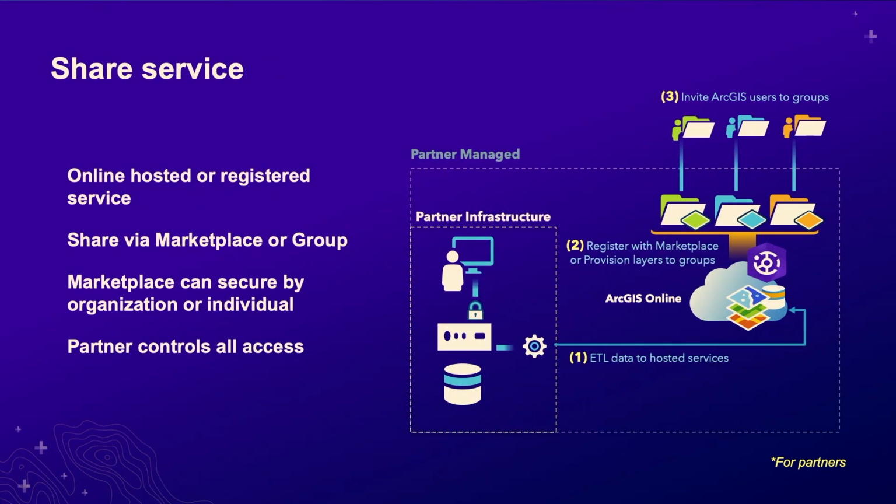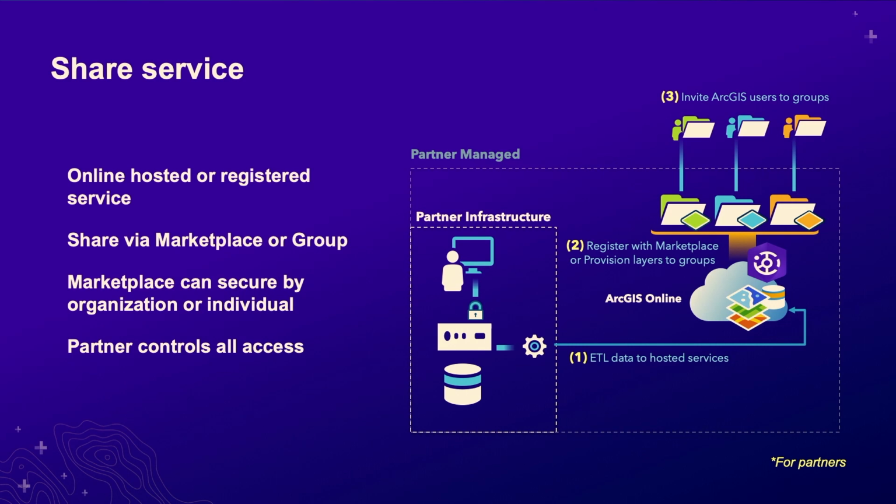When it comes to sharing a service, it could be an ArcGIS Online hosted service or a registered service within Online. You can share via Marketplace or a group. We'll talk more about that in a second. Marketplace can be secured by individual or organization. Those are some different models that you can choose. And really, you as the partner control access. So this is another pattern that's exclusive to partners.